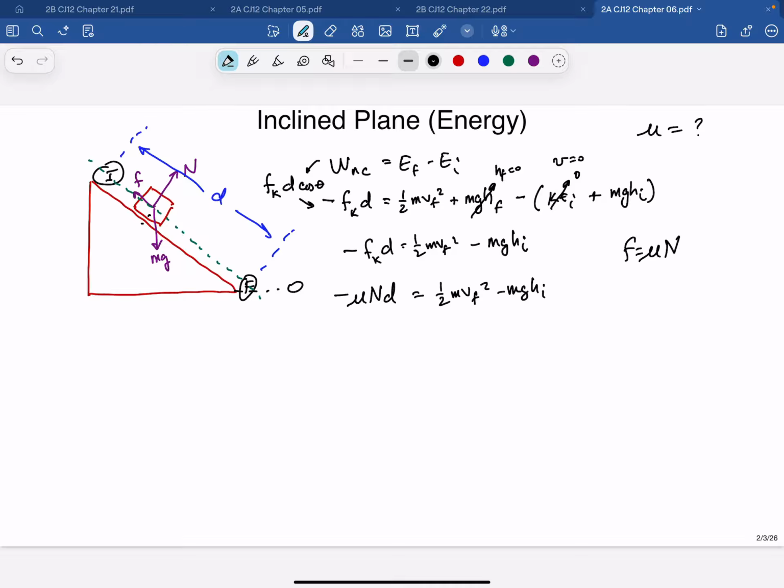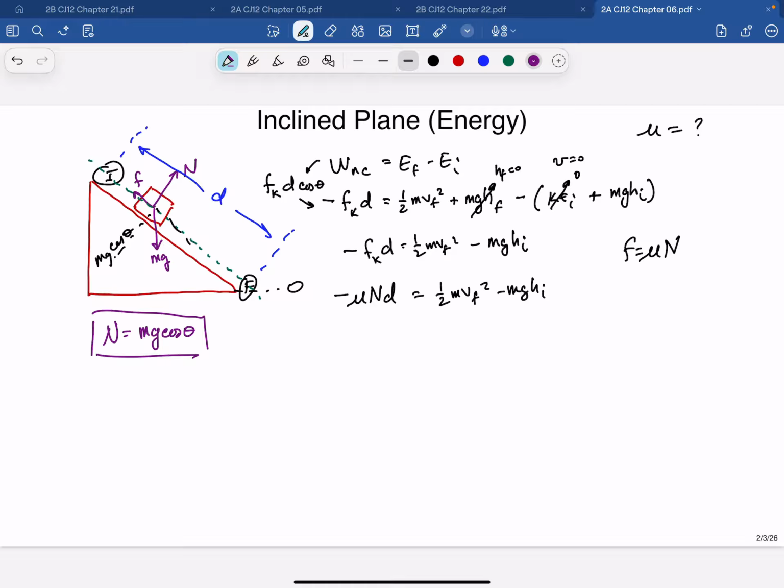Good. Yeah, we got to go back and just remember really quickly that there's a component here, mg cosine theta. So just as a recycle from chapter 4, your normal force for an object that's not being pushed or pulled in a strange way, like pulled off the surface or pushed into the surface in any way, shape, or form, is generally going to be this.